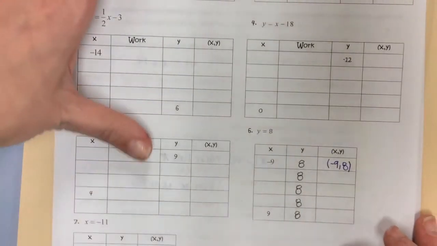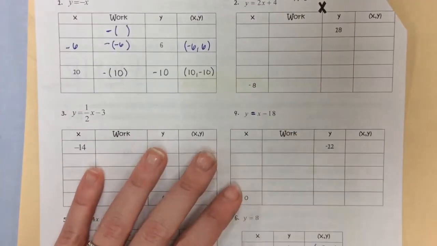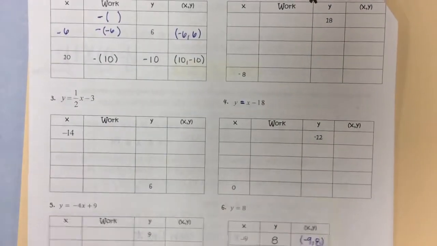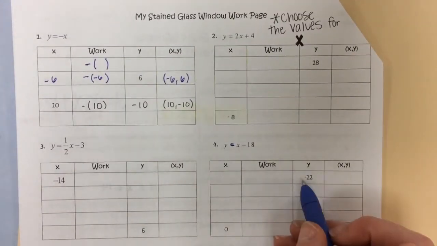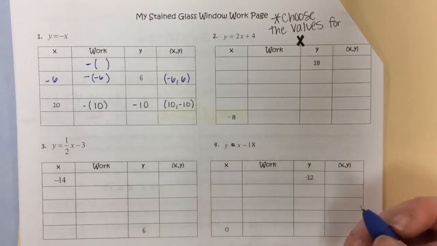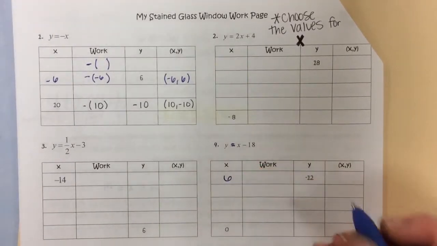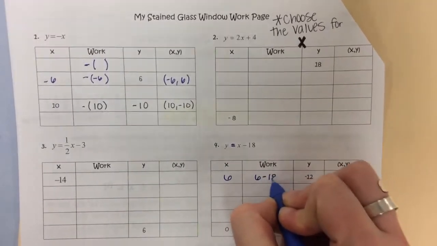If you look at number 4, that was a typo. It should be y equals x minus 18. And if that's the case, what did x have to be to get -12? So x would have had to be 6. 6 minus 18 would give me -12, right?